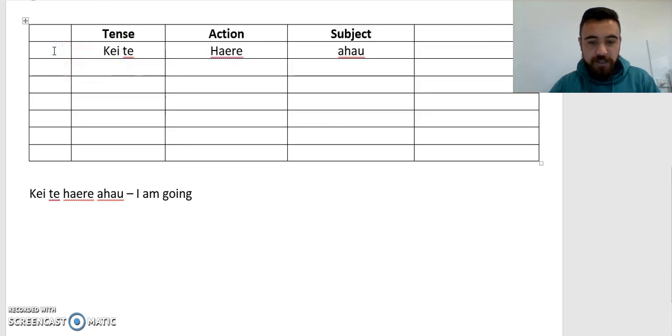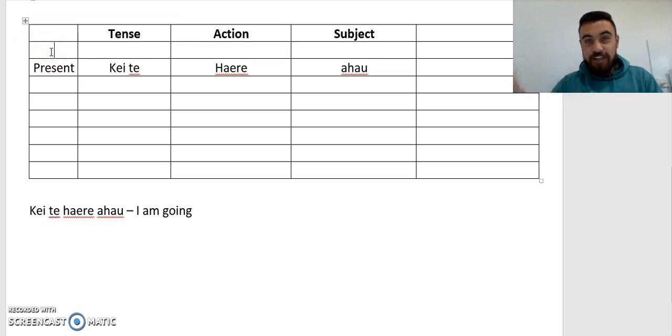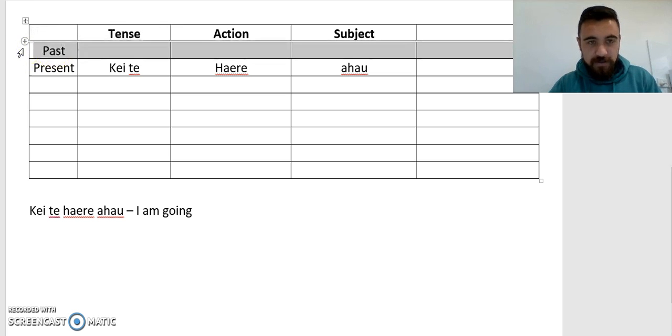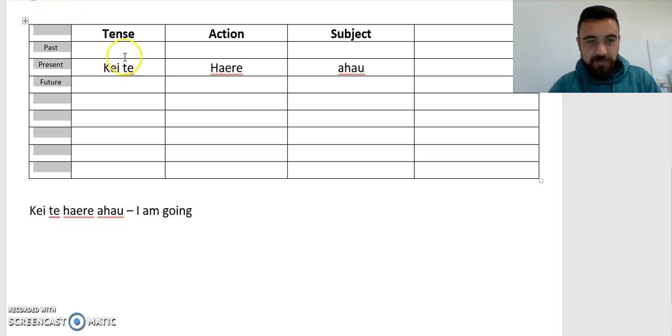So in this one, kei te is present. What we might do is go past, present, and future. So in this one, we're going to do past, present, and future, and we might make all these ones a bit smaller. The tense for past we can use as I, pretty simple, just the letter I, and I in Māori. And future we'll use ka, which is quite simple, ka. So we're going to focus on these three different tenses.